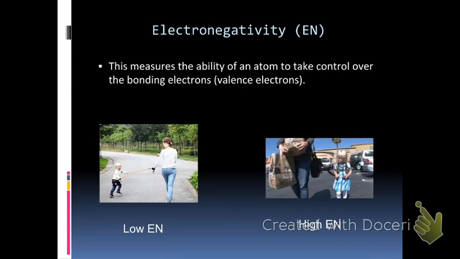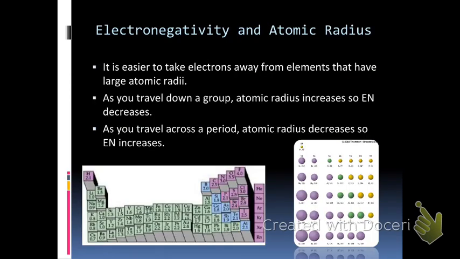So I think we do the same thing. It's easier to take away electrons from elements that have a large atomic radius. So as you go down a group, the radius increases, so the electronegativity decreases, right? The atom's bigger, so it has less control over the valence electrons. As you travel across the period, the atomic radius decreases, so the electronegativity increases.